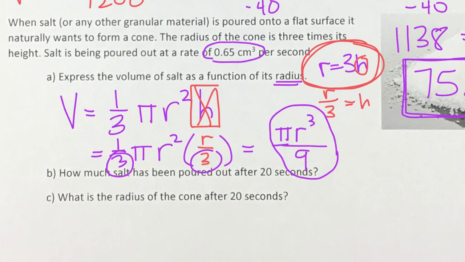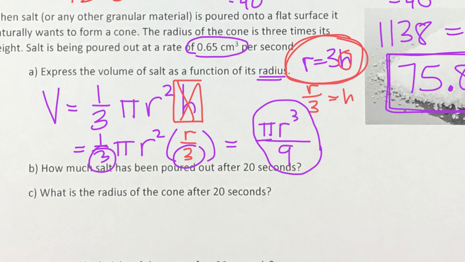How much salt has been poured out after 20 seconds? Well, that's 0.65, right? That's my rate, times 20 seconds. My calculator says 0.65 times 20 is 13. So 13 cubic centimeters of salt has been poured out after 20 seconds.